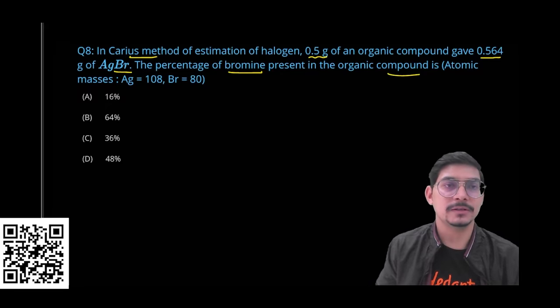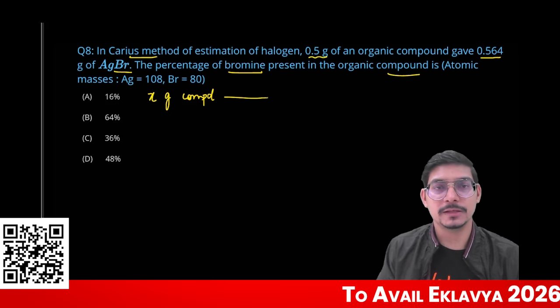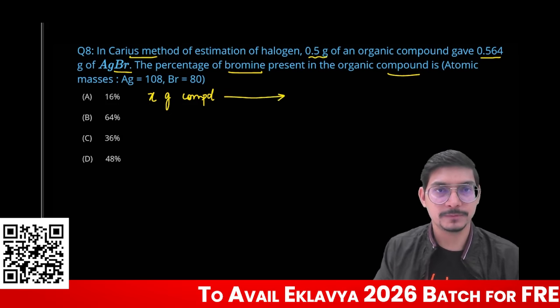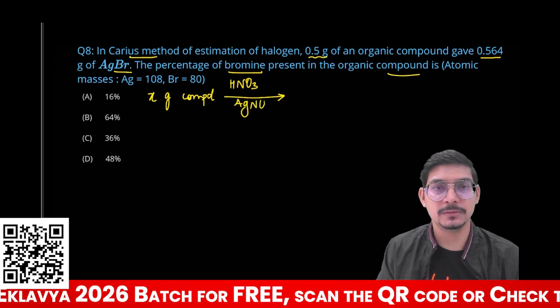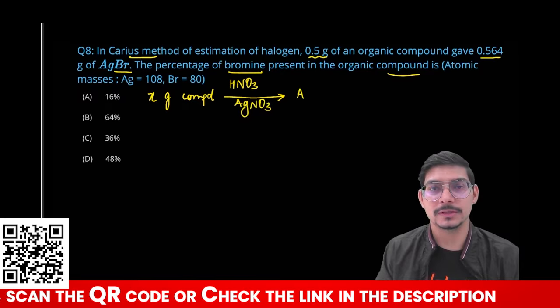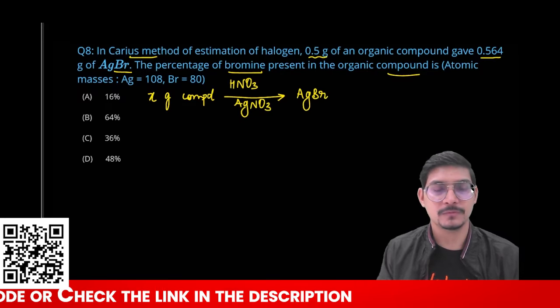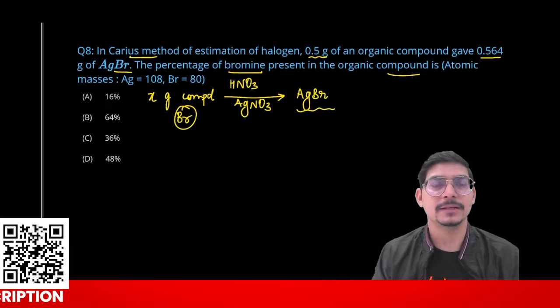Now, what happens in Carius method is that we are given, let's say, X gram compound, and there is a special hard glass tube which is called Carius tube. In that tube, we put this compound, fuming nitric acid and silver nitrate, and we heat the mixture strongly, and if there is bromine present in the compound, it is converted to AgBr. So all the bromine present in the compound precipitates as AgBr.